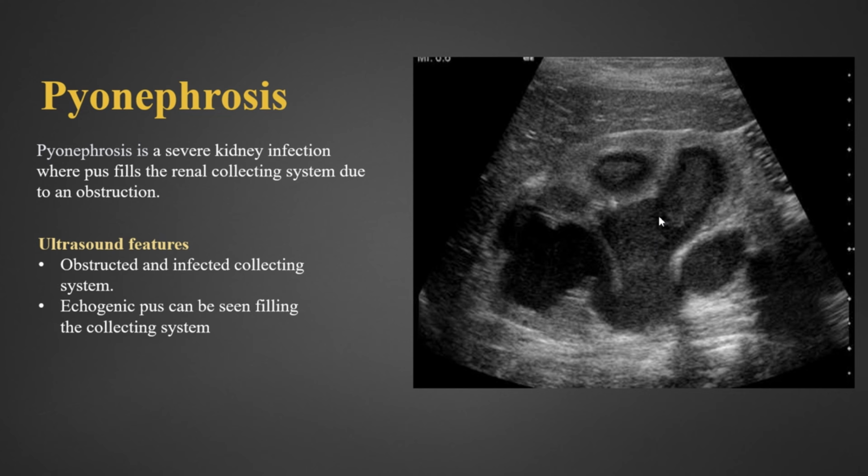Now this sonogram shows moderate to severe hydronephrosis, which is causing the filling of the collecting system. As here we can see the hydronephrosis also showing internal free floating echoes, and these free floating echoes are due to the pus collection in the renal collecting system, and these collecting systems are also communicating with each other.